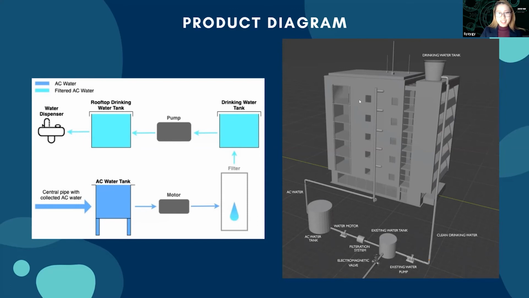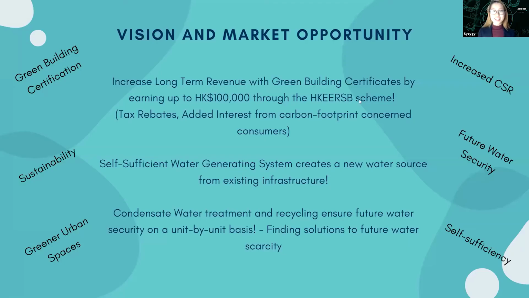So is our product actually commercially viable? Well, of course it is, because our product is a non-invasive water recycling system that introduces massive long-term gain potential. First, the system helps commercial buildings get higher ranking green certificates for recycling and reducing carbon impact. This means commercial buildings are eligible for tax rebates of up to 100,000 HKD. Not only this, it opens up the door for better PR opportunities to carbon footprint concerned consumers. Furthermore, the system ensures future water security on a unit-by-unit basis. This means buildings can now use the same electricity bill to produce both cool air, as well as clean water.